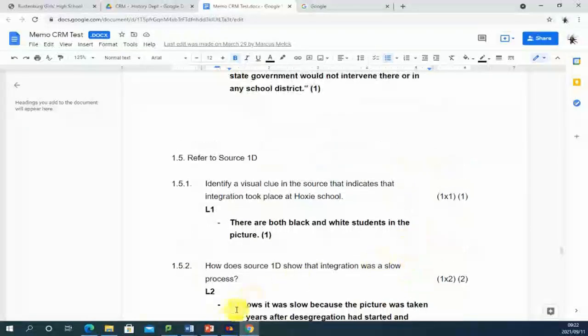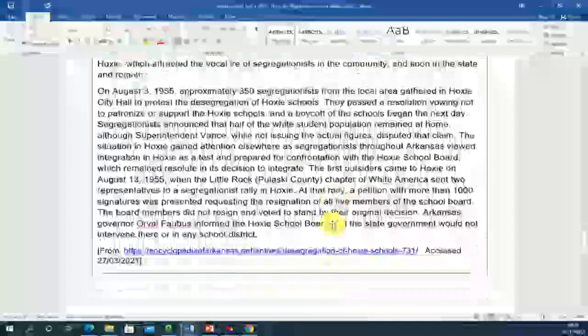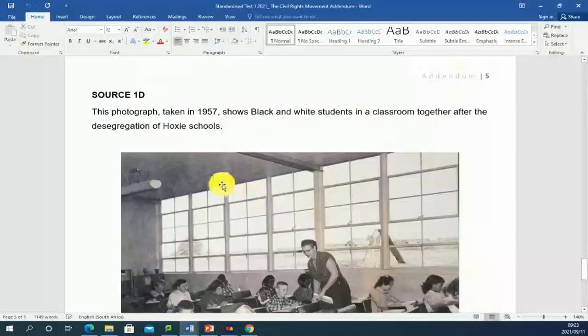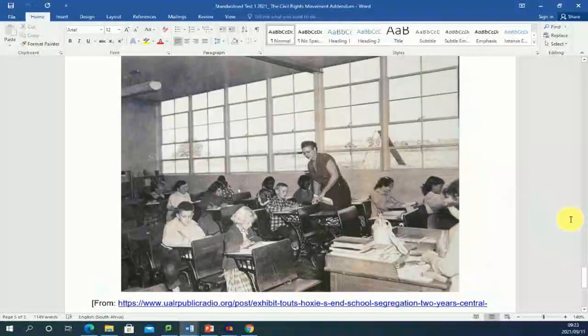So now we look at source 1D. Okay, 1D is a visual source. So again, first the information. So this photograph taken in 1957 shows black and white students in a classroom together after the desegregation of Hoxie schools. As you can see there, you see the white teacher and you see white students and black students sitting next to white students. So they were not shoved to one side, they were integrated in the classroom. You do, however, notice that there are fewer black students than white students.